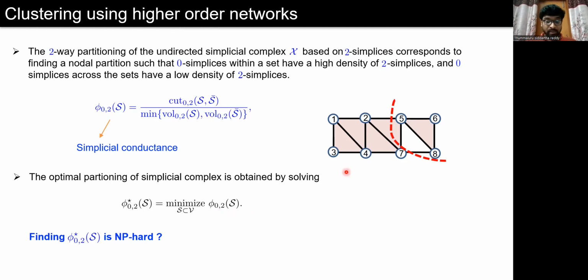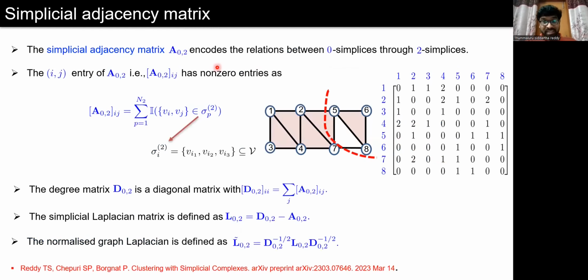simplices through two simplices. To start with, we define the simplicial adjacency matrix that captures the relationship between the zero simplices through two simplices. The zero simplices are the nodes and the two simplices correspond to the filled triangles. The i, jth entry of this simplicial adjacency matrix counts the number of triangles that the vertex set Vi and Vj are contained in. For instance, for a simplicial complex of order 2 with the two simplices being 1, 3, 4 and 1, 2, 4, the vertices V1 and V4 are part of two triangles, 1, 3, 4 and 1, 2, 4. So the 1, 4 entry of A02 has value 2.